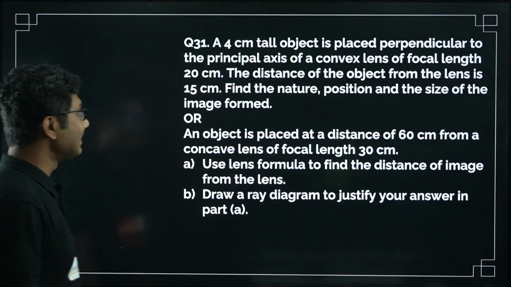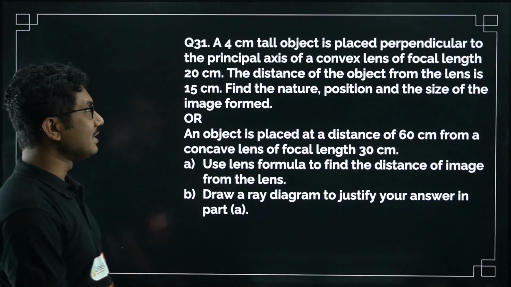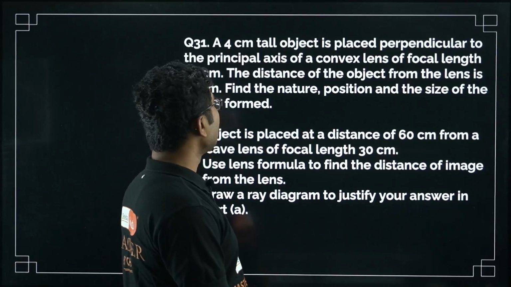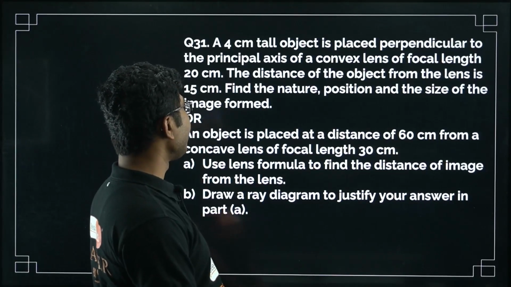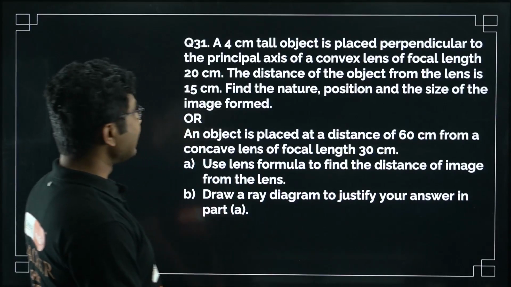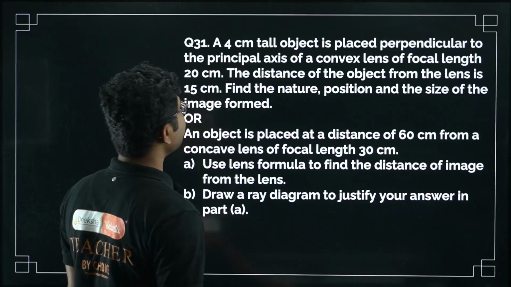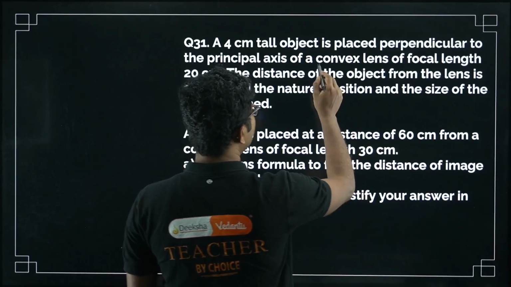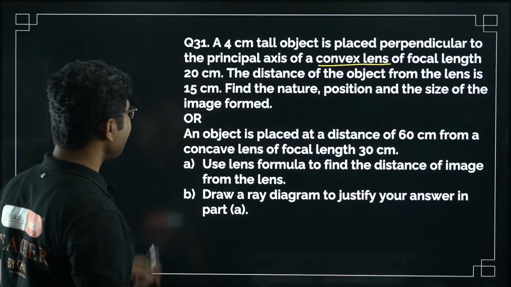Interesting. Now let's see the 3-marker questions. A 4 centimeter tall object is placed perpendicular to the principal axis of a convex lens of focal length 20 centimeter. The distance of the object from the lens is 15 centimeters. So first of all, it's a convex lens. Convex lens means focal length is positive. Focal length is 20 centimeter.